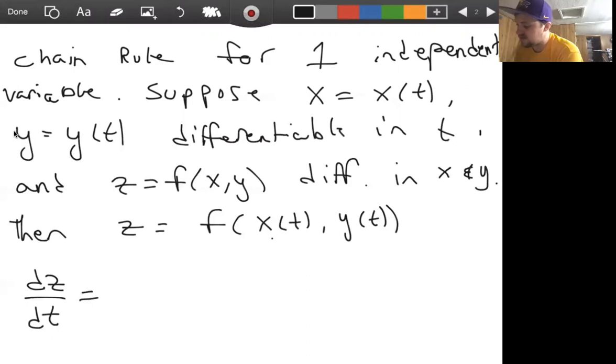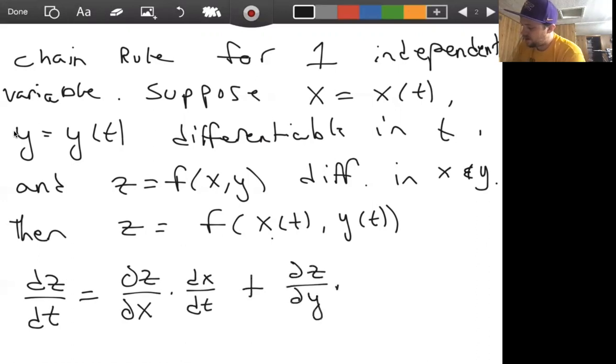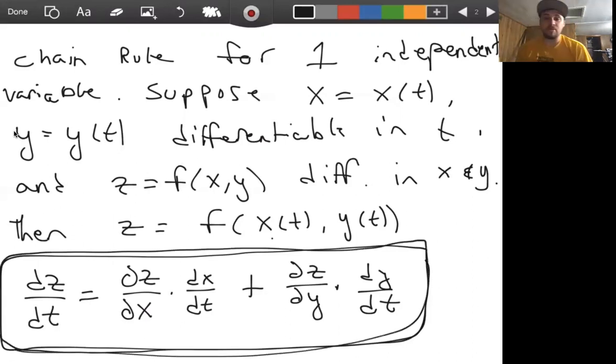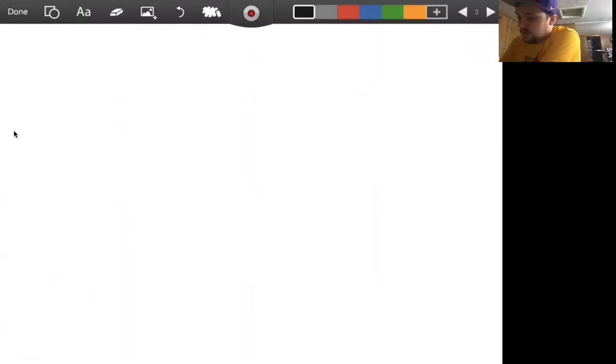We want to calculate dz/dt. We can do this by using the following multivariable chain rule for one independent variable. It says that dz/dt is equal to the partial derivative of z with respect to x times dx/dt, plus partial z partial y times dy/dt. And so this is the idea for the multivariable chain rule in one independent variable. Let's see an example right away. Or let's do a few examples.